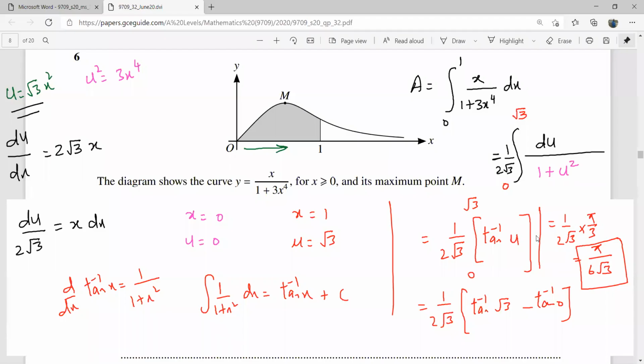We can further rationalize this to get to the answer that is there at the back. So that would be under root 3 pi over 18. We multiply both numerator and denominator by under root 3 over under root 3, so you get under root 3 pi over 18. So that is the area of this shaded part.